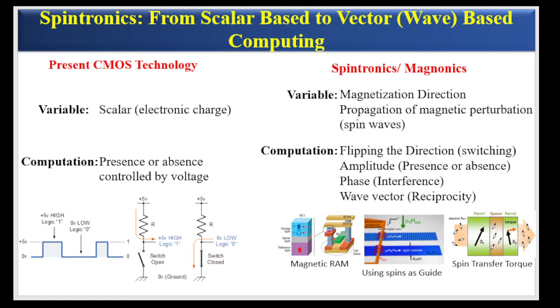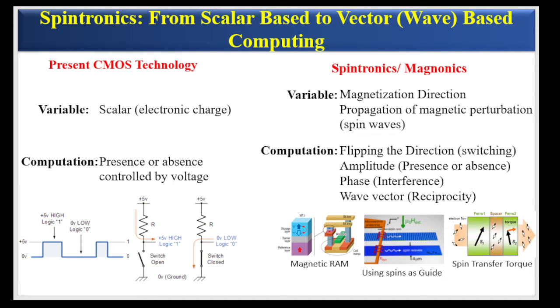In present electronics technology, we use electron charge, which is a scalar quantity, and the computation is performed by the presence and absence of the electron charge controlled by voltage. Such technology is suffering from heat consumption and limitations on further downscaling.